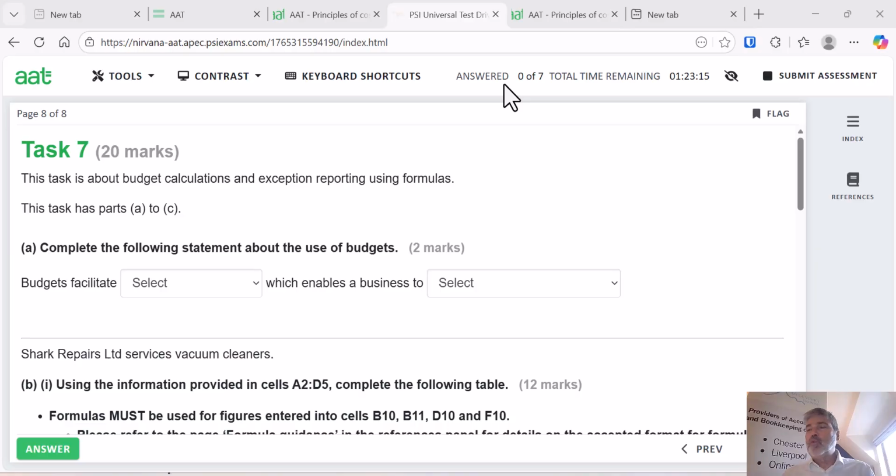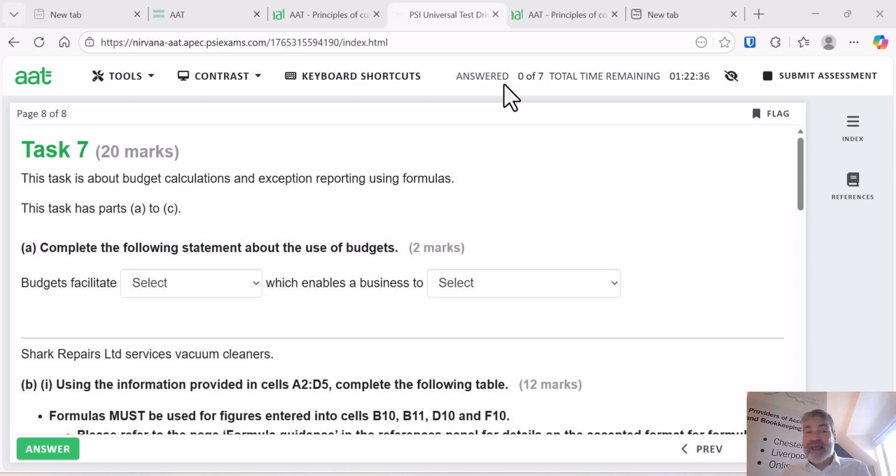So let's try and remember what a budget is. A budget is a quantified plan of the future, and it helps a business to identify the resources that it's going to need to meet customer demand. It gives the business an idea of how much it's likely to sell, how much profit it's likely to make, and it's a control at the end of the day that helps the business and the managers within the business to control the performance of the business and keep within budgeted expenditure levels.